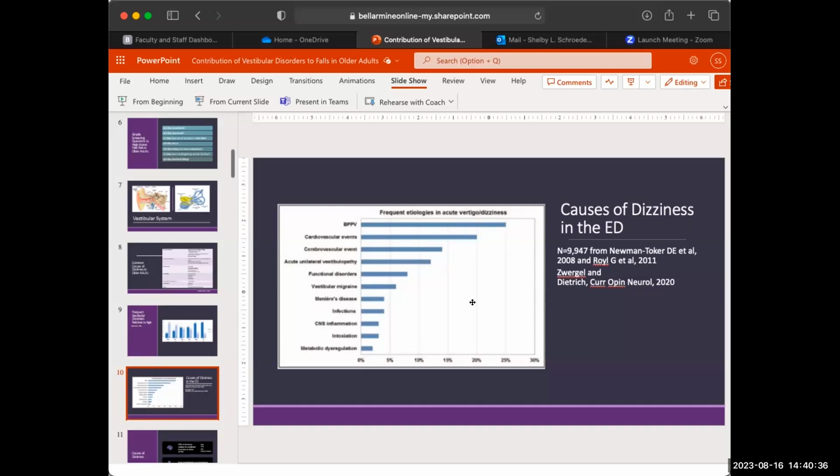So the most common diagnosis that somebody would complain of dizziness for coming into the ED is related to the vestibular system, BPPV. And then we have cardiovascular events, stroke, acute unilateral vestibulopathy, which is the disorder to the nerve that supplies the inner ear that I was talking about. And then just some other less common causes, but there's multiple vestibular causes in here.